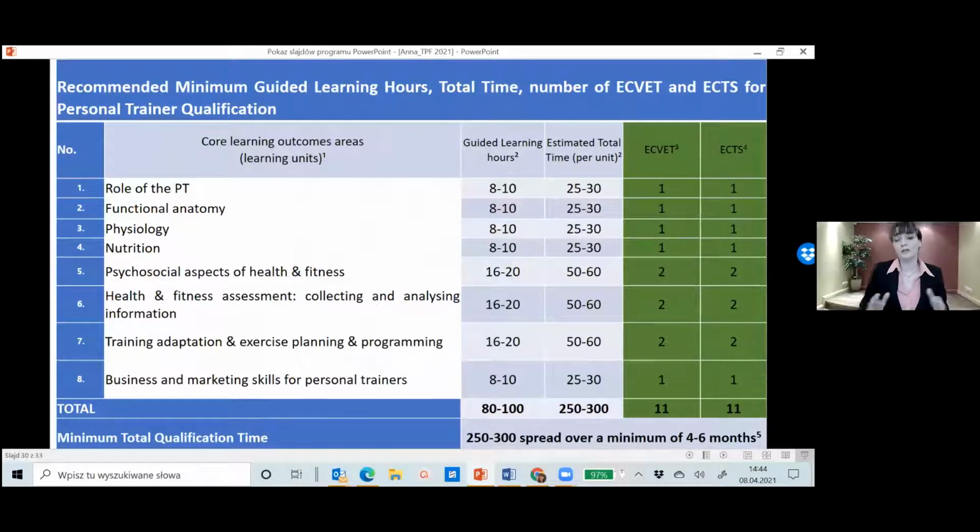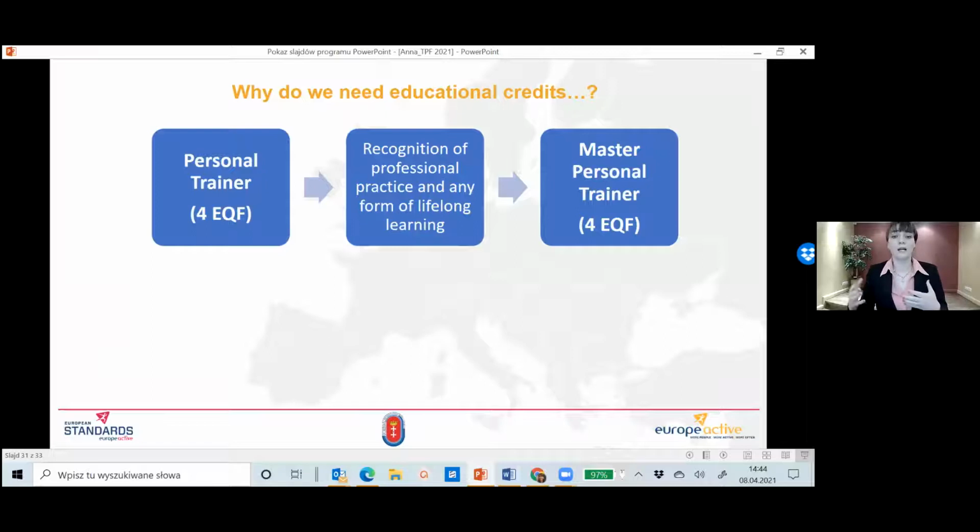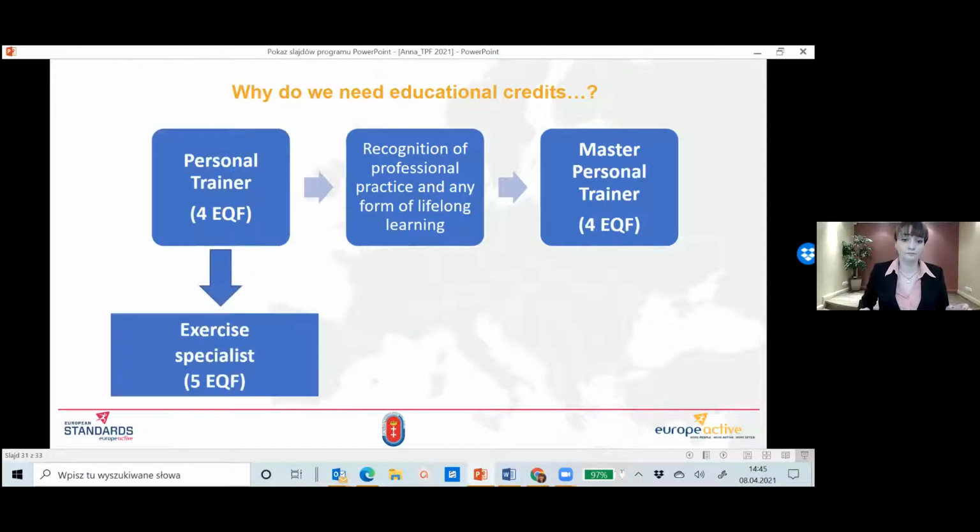Of course, when we are talking about a single qualification, it's not so essential, but when we are talking about the perspective of a few years of education, of a few years of being in the market, it is useful for the learner, because owing to the credits, someone can accumulate and then transfer all these educational achievements, and owing to that, someone can apply for recognition and someone can go to a higher qualification like master personal trainer or exercise specialist. So it can be someone on the same EQF level or even on a higher EQF level.